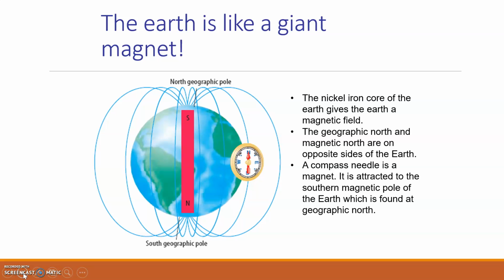So inside the Earth, there is a nickel-iron core, and that causes the Earth to actually act like a big magnet. And that is why a compass actually works, because a compass is essentially a very small magnet that is elevated and can move freely around, and it points north because it is attracted to the magnetic south pole. So it points north, and we call that the north geographic pole, but that's actually the south magnetic pole of the Earth.